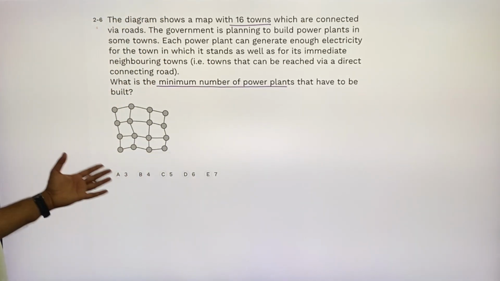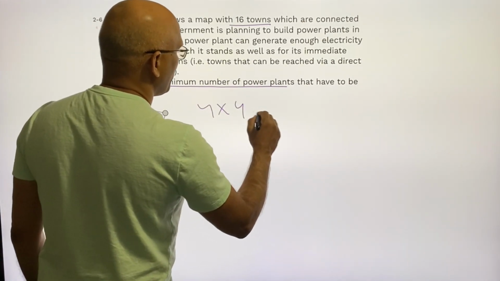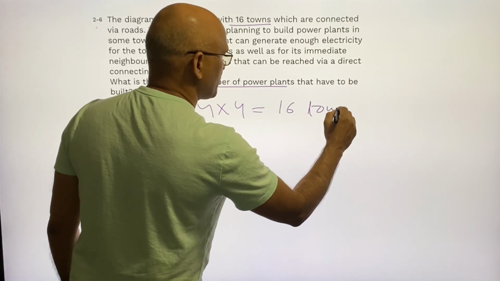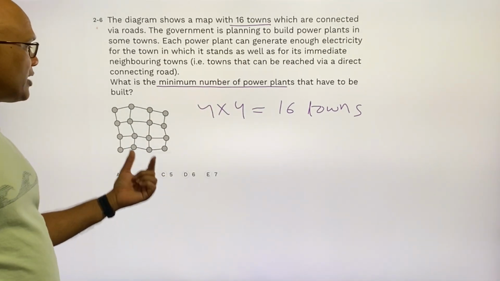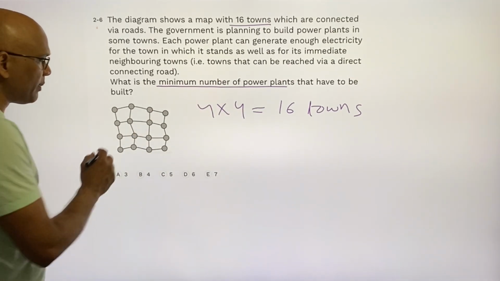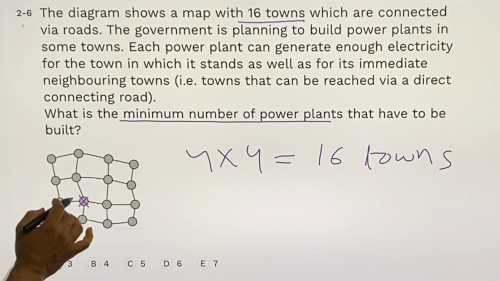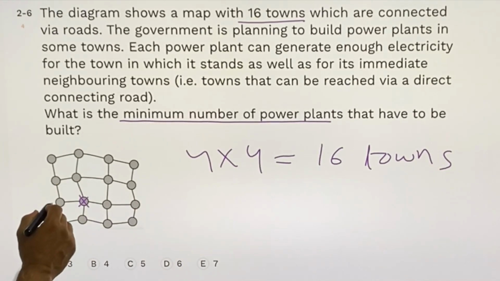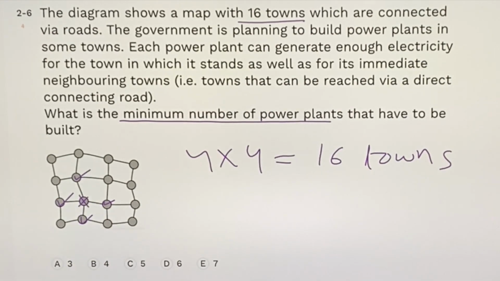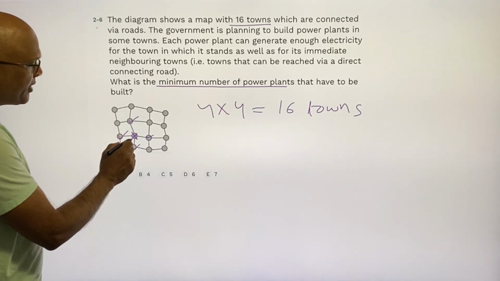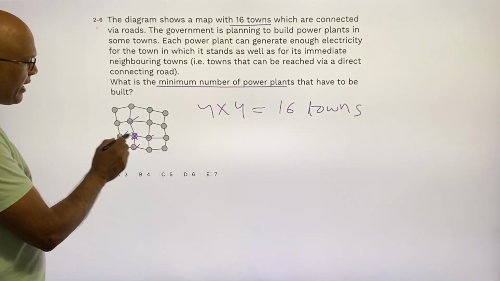Okay, so these are the towns. How many towns are there? 1, 2, 3, 4 times 4. So 4 times 4 is equal to 16 towns. And we want the minimum number of power plants. So let's see what is the maximum connectivity one village can have. It seems like if we take something in the center, it will have maximum connectivity. So it can connect to this, this, this, and this. So if I build it here, it can provide to 5 towns, including itself: 1, 2, 3, 4, and 5.